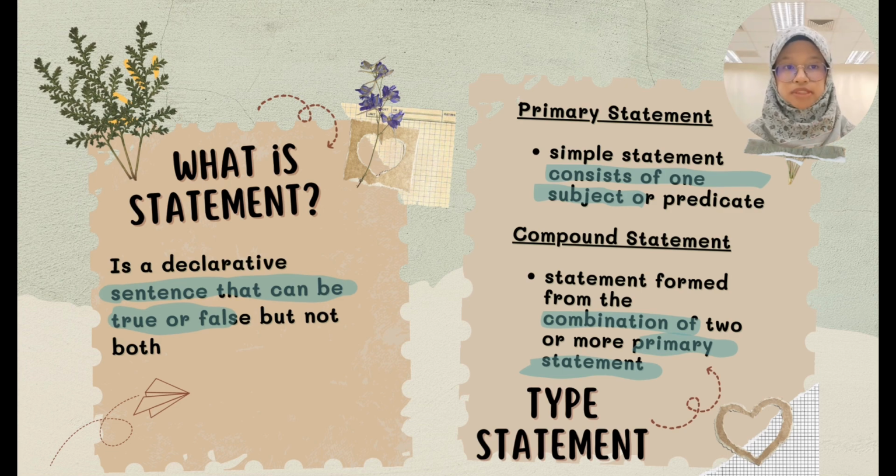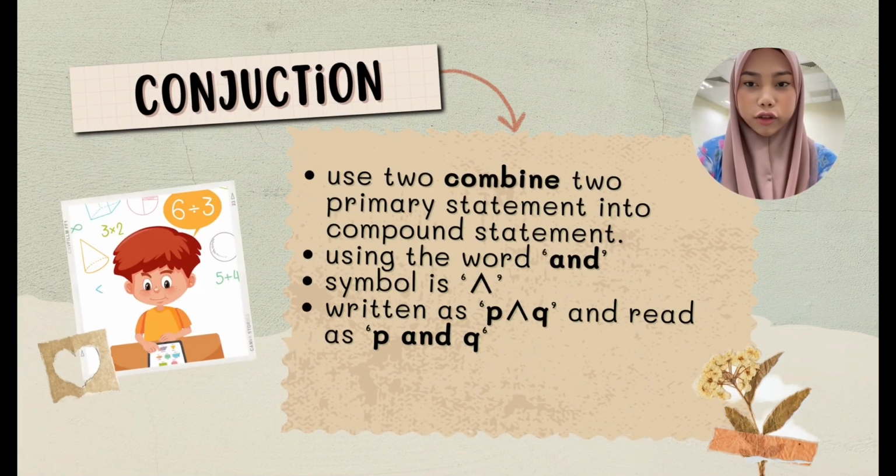Next, what is compound statement? Compound statement is a statement formed from the combination of two or more primary statements. So if you want to know the true value of compound statement, we need to know the true value of its primary statement. Okay, so let's go into the first logical connective, which is conjunction.